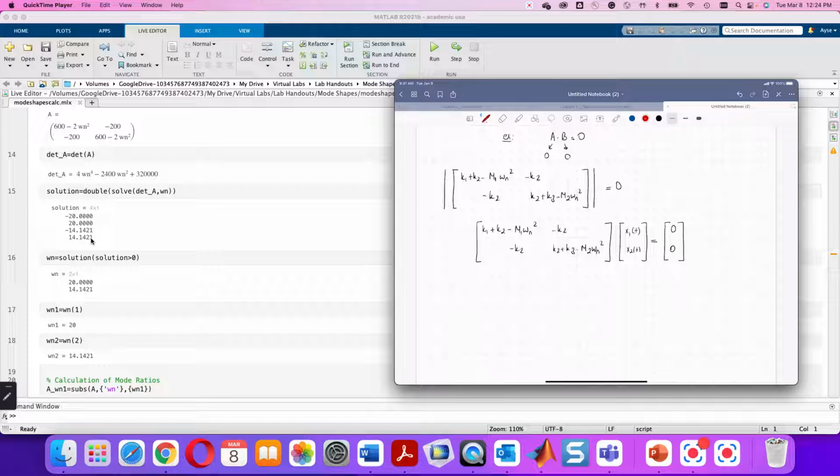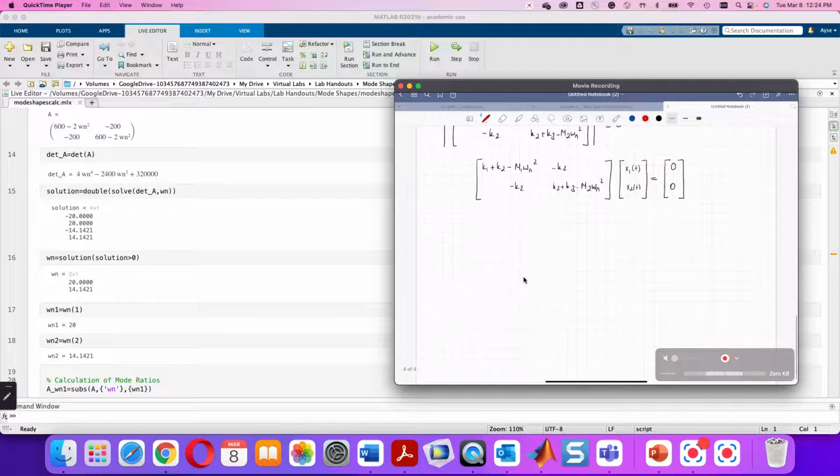Mathematically, there are 4 solutions, but physically the natural frequency cannot be a negative number. So I'm only selecting the positive values, so let's say the first frequency will be 20 radian per second, and the second frequency will be 14.1421 radian per second.